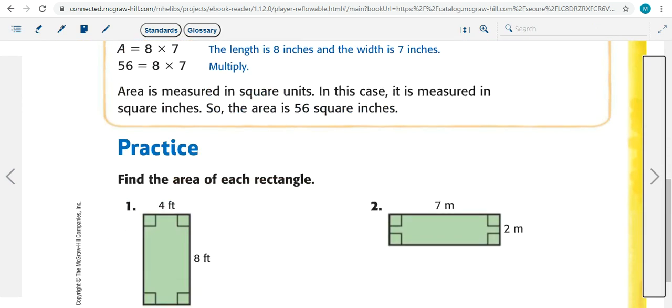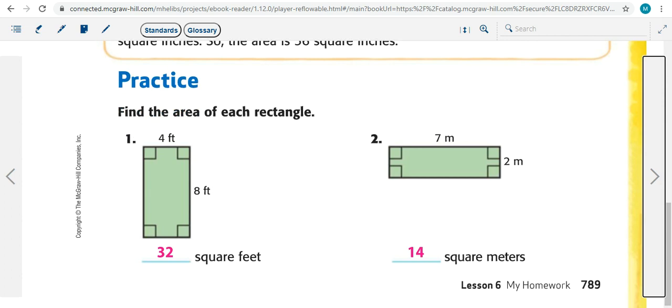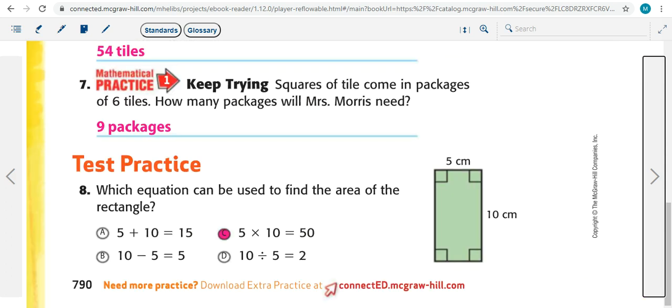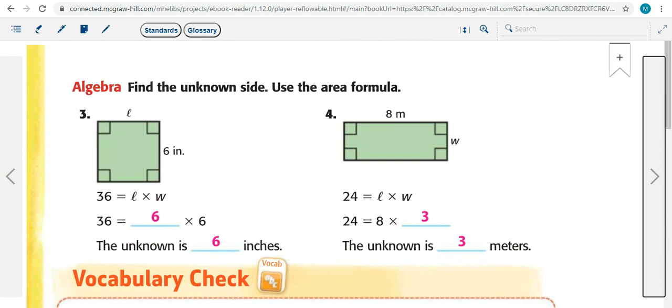This is very easy. You just need to multiply, and to multiply you need to know the multiplication tables. Now find the area of each rectangle. Number 1, it's 4 times 8 is 32. Number 2, 7 times 2 is 14. Now turn your pages, please. Remember, length times width is area.